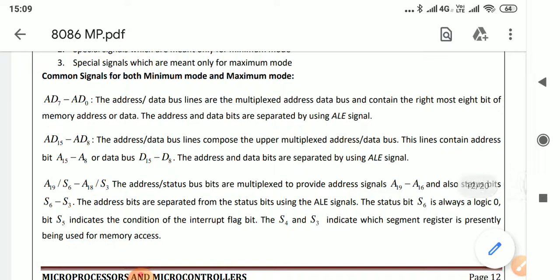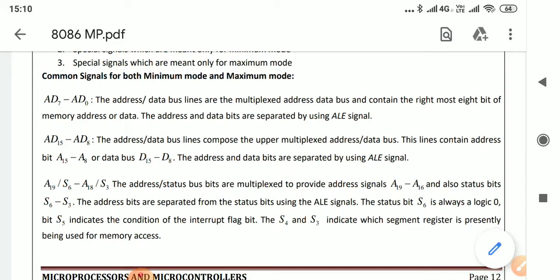Bit S5 indicates the condition of the interrupt flag. So S5 will be representing the status of the interrupt flag. Among the 9 flags, there was one flag that is the interrupt flag.